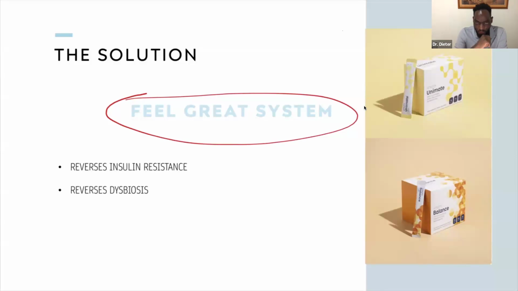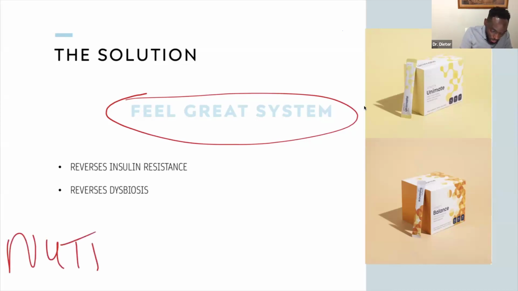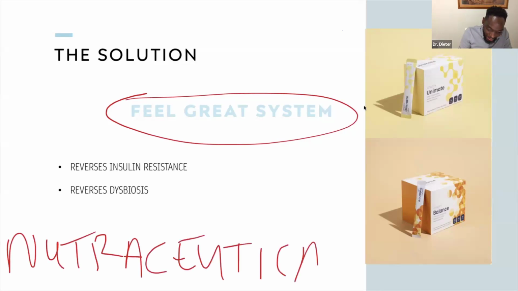So these products are a part of what we call the Feel Great System, and they're what we call a nutraceutical. What is a nutraceutical? A nutraceutical is a product that is made 100% from plants. It has some nutritional benefits, but it has health benefits that outweigh the nutritional benefits. Health benefits that are therapeutic. So that's what these are.